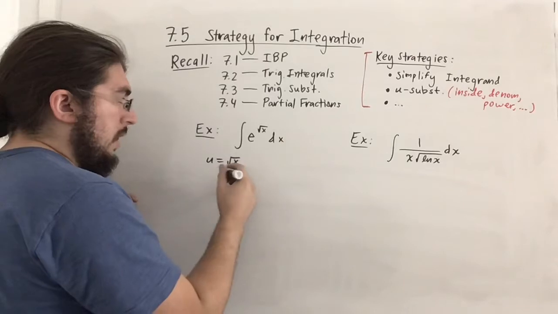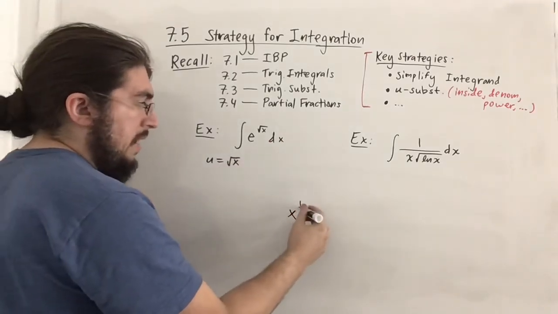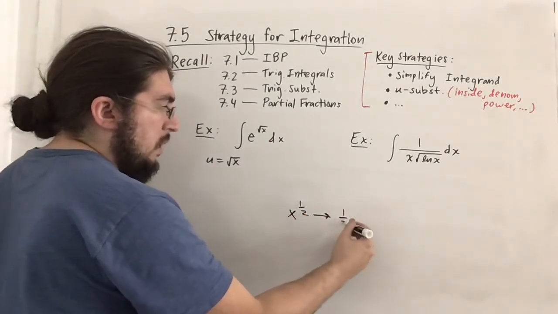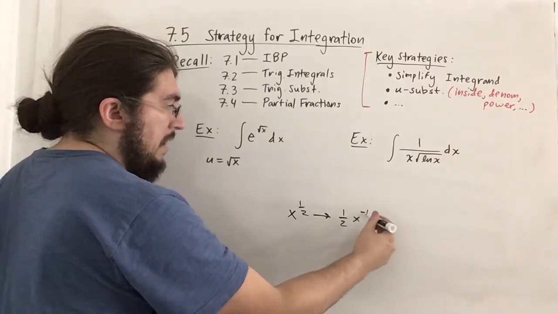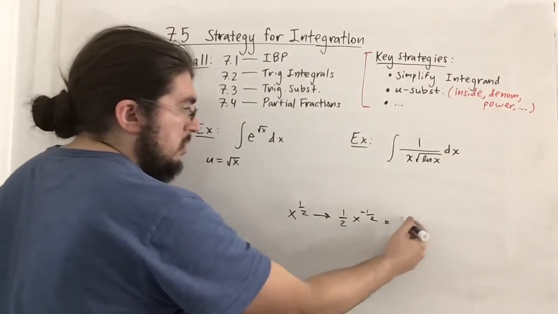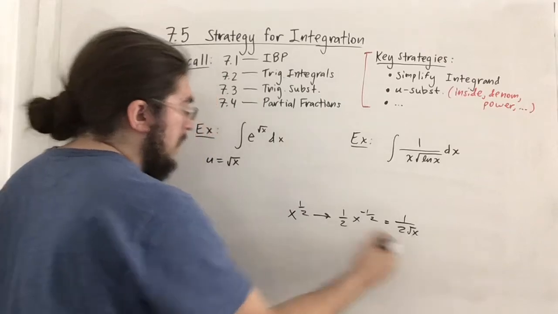So if u is radical x, notice that's the same as x to the 1/2, then that means its derivative is 1/2, well, x to the negative 1/2. In other words, it's 1 over 2 radical x. So I'm going to leave it like that if that's okay.